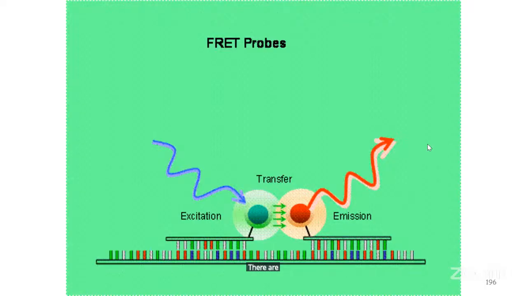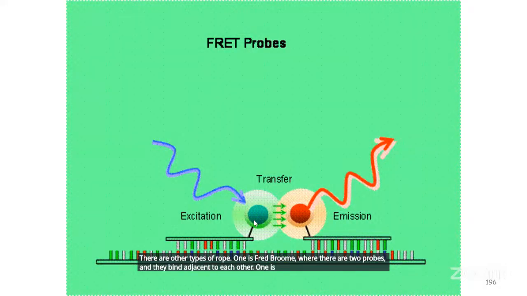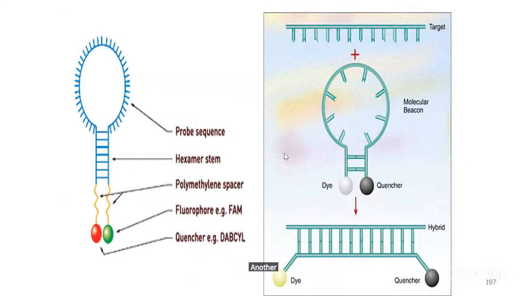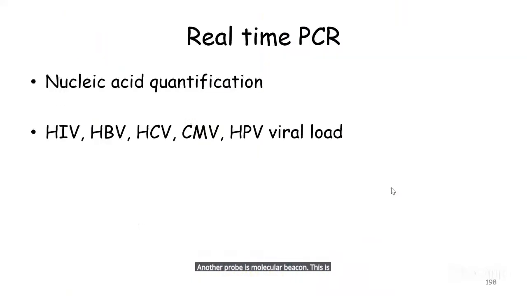There are other types of probe. One is the FRET probe, where there are two probes and they bind adjacent to each other. One is a quencher, one is excitation. This molecule is excited and there is emission of light with this. Another probe is the molecular beacon. This is a folded probe. They are all used in real-time PCR.